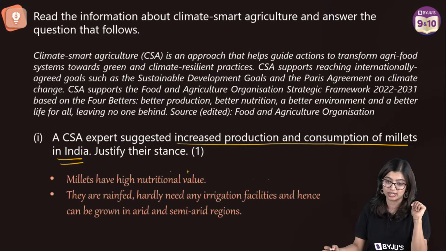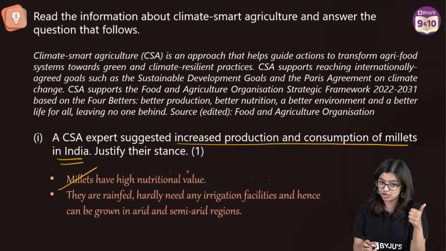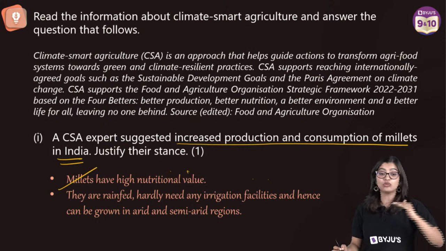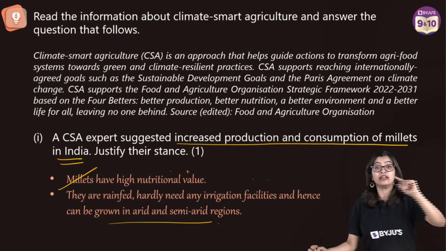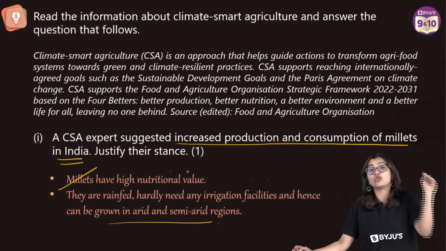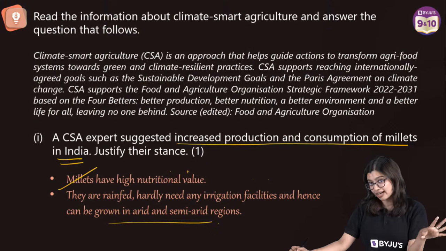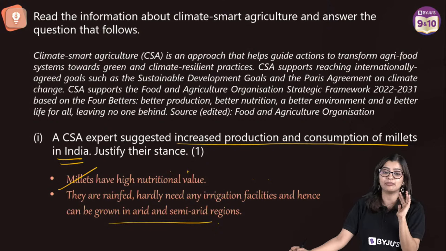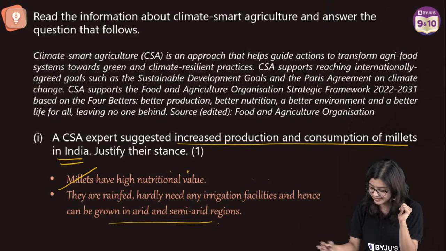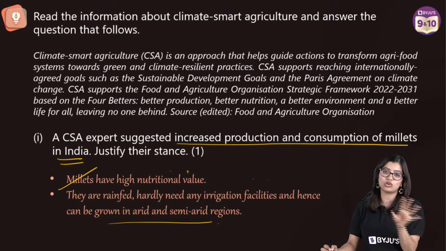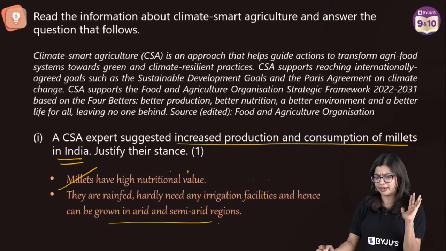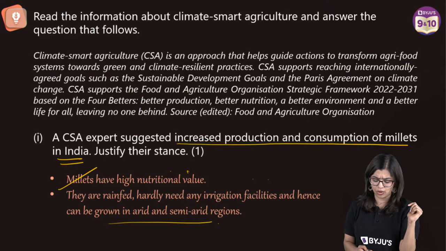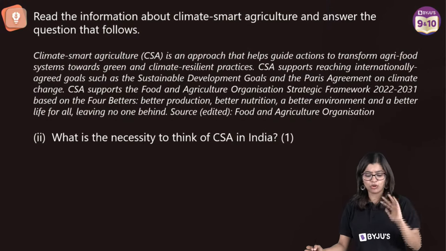So in this case, what are the pointers you will write? High nutritional value is an important pointer. They do not require too much irrigation, right? So they are drought resistant as well and can be grown in semi-arid and arid regions. So in regions of our country that are not getting enough rainfall, they can be grown easily. Exactly. So here it's for 1 mark. So you need to write any 1 point. You don't need to write all of this. Just 1 mark will be secured. Okay? Very good, all of you. Very, very good. Moving on.